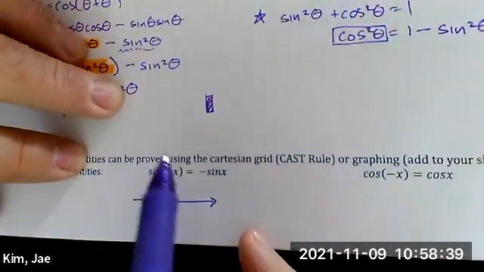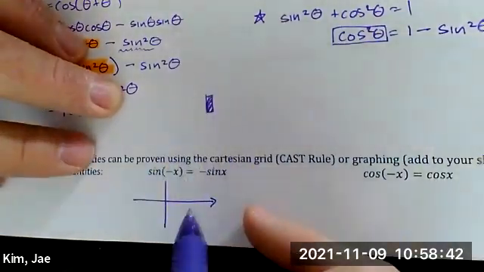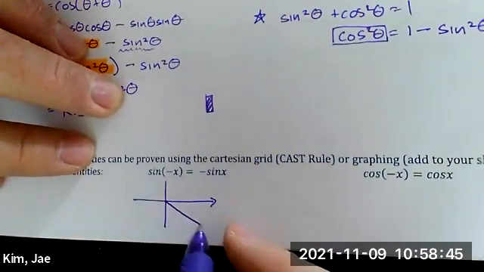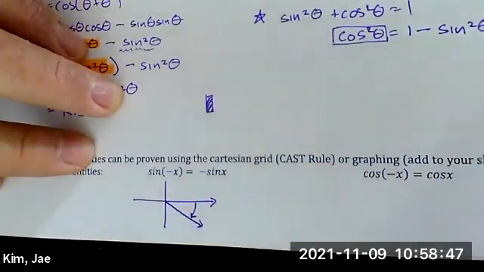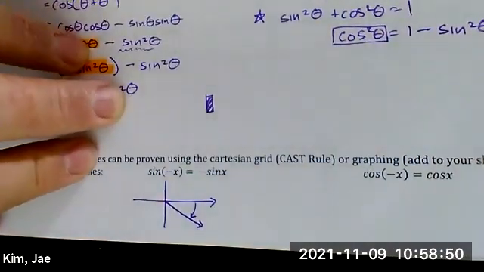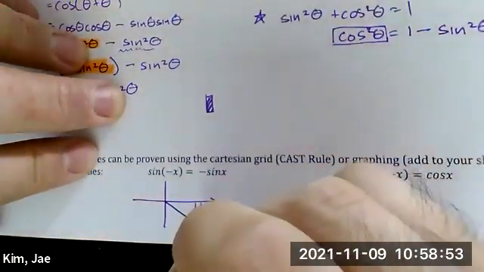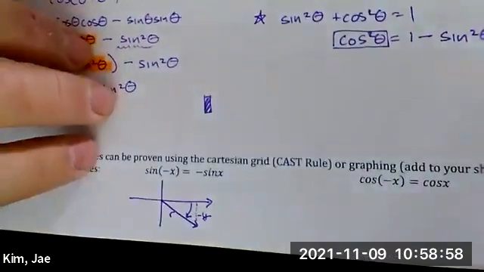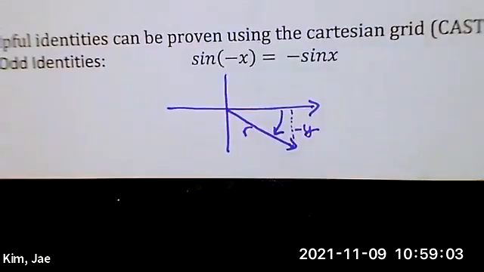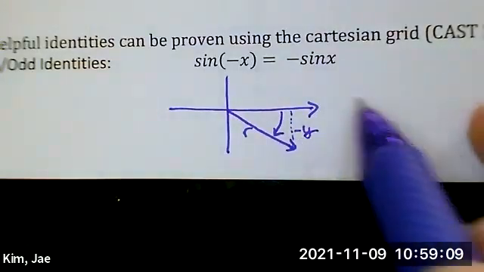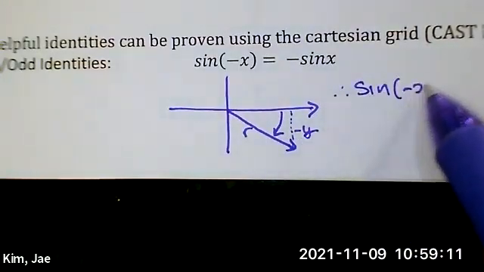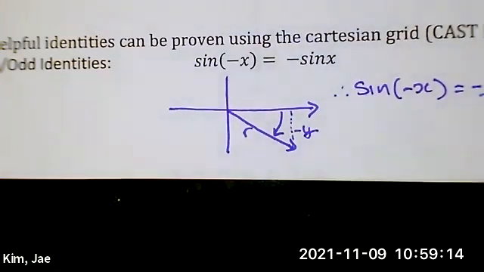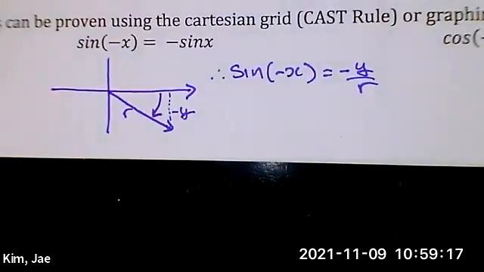If I have sine of a negative angle, so let's pretend, just for example, right? That's a negative angle. Agreed? This is my y, and that's my r. My y is a negative value. Let me look closer. My y is a negative value. So sine, right?